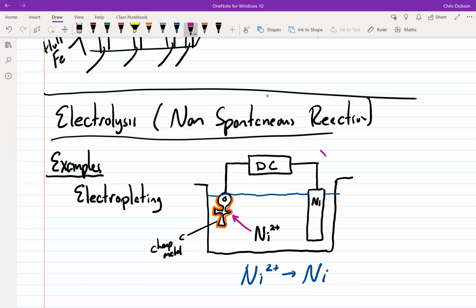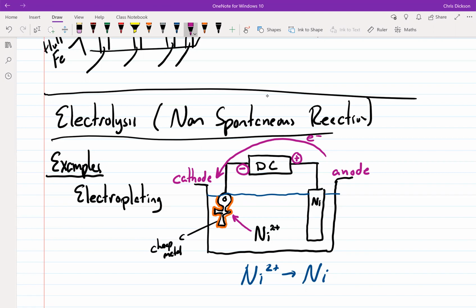So I need electrons flowing into the jewelry, which means I need this to be the cathode. Okay. And I need the other side to be the anode. So in order to do that, the electrons would have to flow out of the left side of the battery. So I need my negative end there and my positive end here.